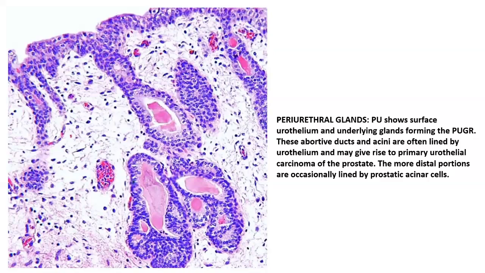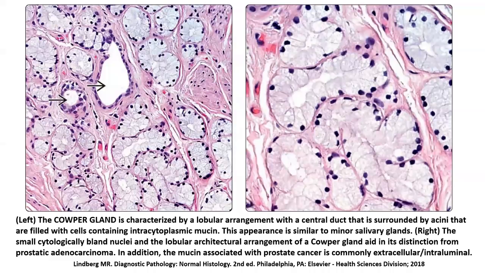And towards the more distal portions, they can sometimes be lined by prostatic acinar cells. You have got, like I said, the Cowper's gland at the lower aspect, which inserts into the urethra. An inadvertently sampled Cowper gland during a prostatic biopsy might be mistakenly diagnosed as a hypernephroid variant of prostatic acinar carcinoma. But then there are some important diagnostic clues.